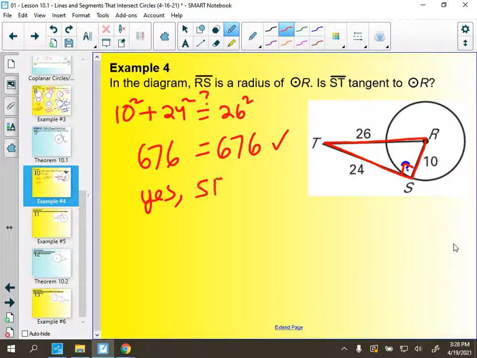Segment ST is tangent to circle R. So kind of a combination there of, make a conclusion, and then we've justified it with work. Cool. So little Pythagorean theorem.